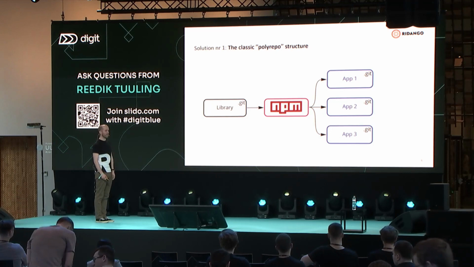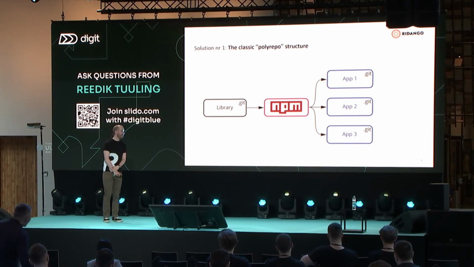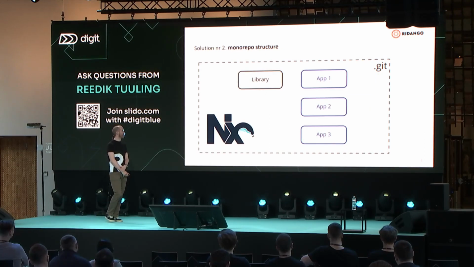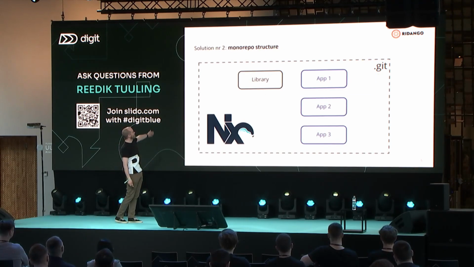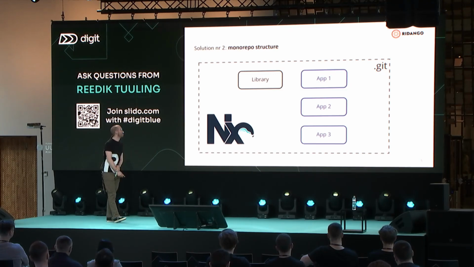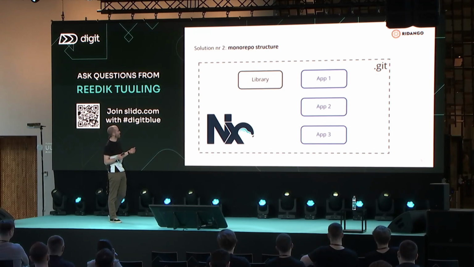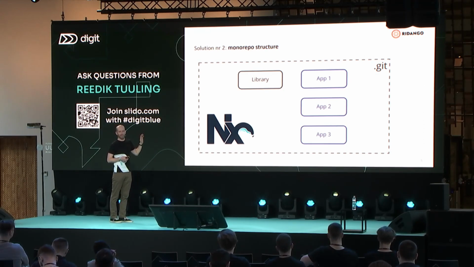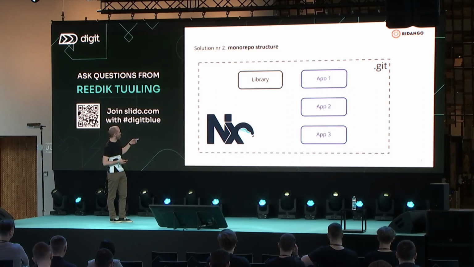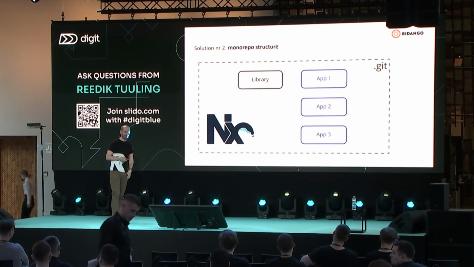Now, the solution that I propose and that we use is this. Everything is inside a big Git repository. That's why it's called a monorepository. It's a single repository that contains all the stuff that you need. This little logo at the bottom there is the logo of NX, which is the tool that enables this.